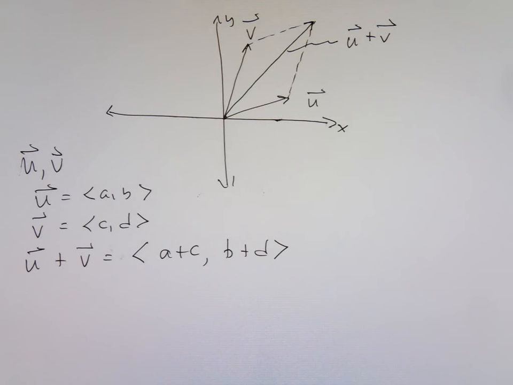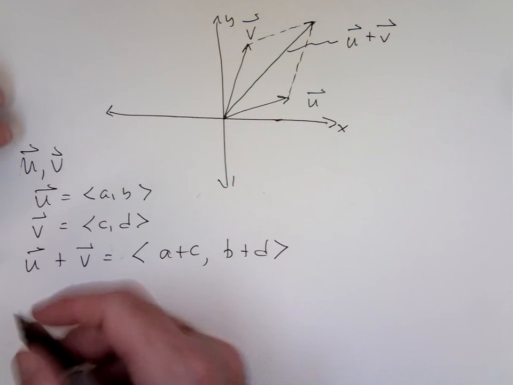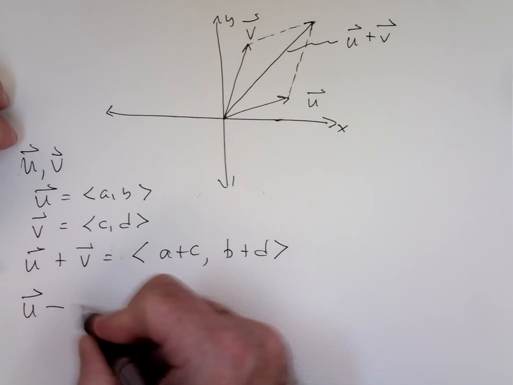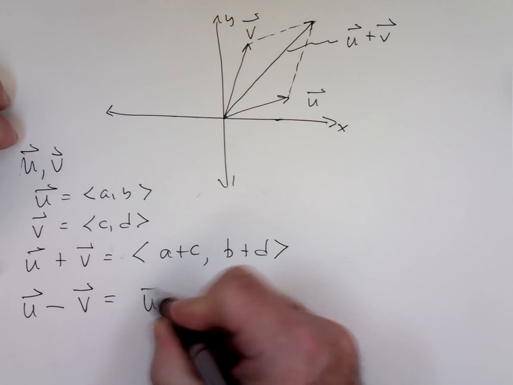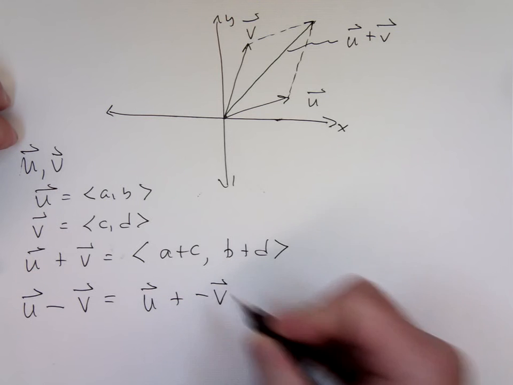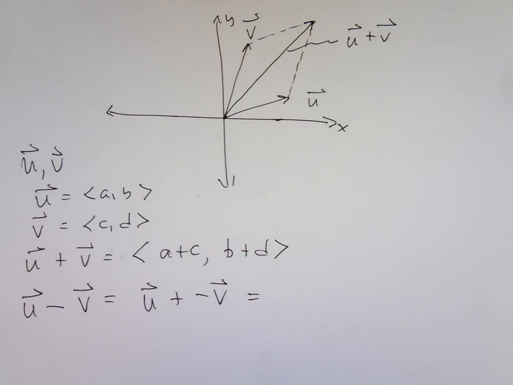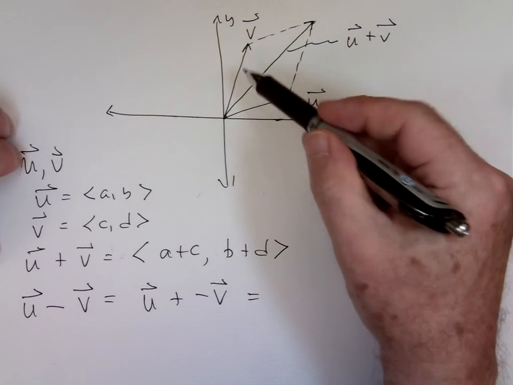And if you take their difference, you realize that that's like adding the opposite. Okay. And let's check this out. If you take the opposite of v, we know what happens. You get this vector.